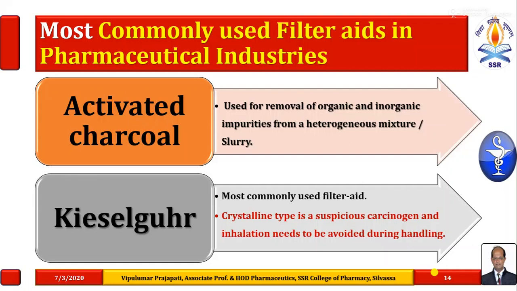The second most widely used is Kieselguhr. It is also known as diatomites or diatomaceous earth. Most commonly used filter aid. But one disadvantage is also there for Kieselguhr. Crystalline type is a suspected carcinogen and inhalation needs to be avoided during handling. So various grades of Kieselguhr are available, but we have to look at its crystalline nature, and during handling we have to take care about its inhalation.